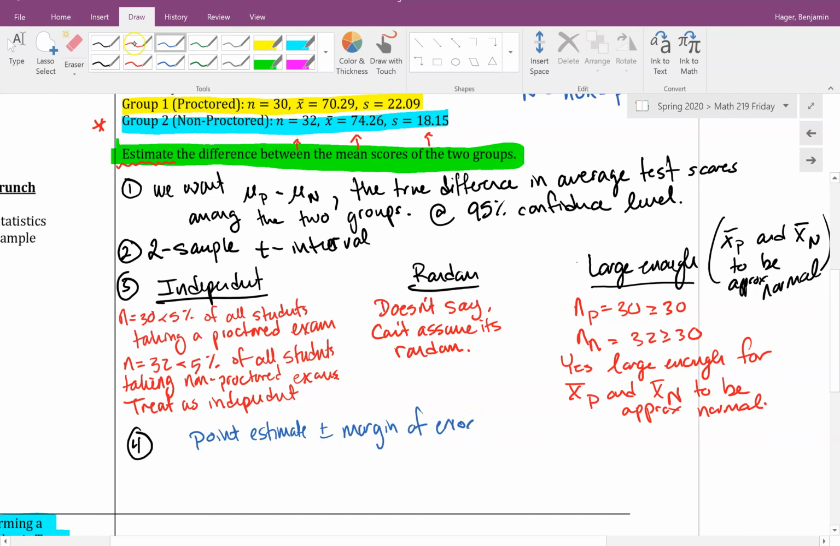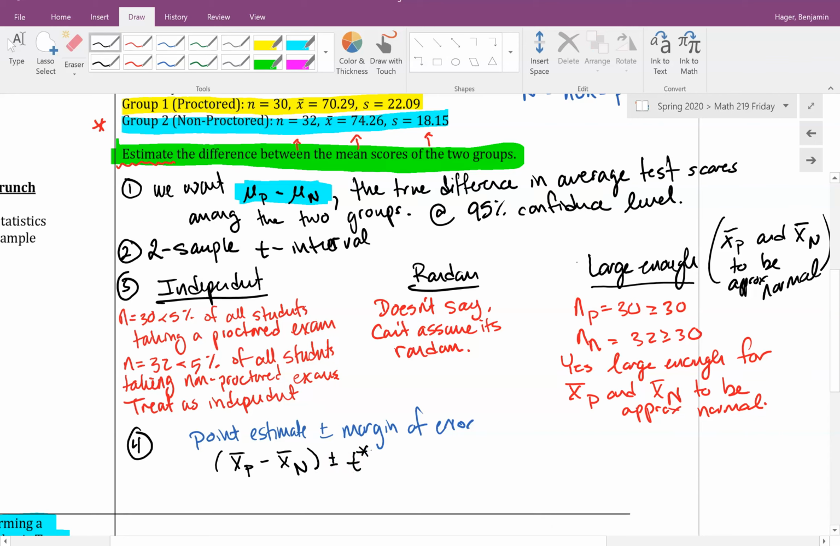It's just that this got a little uglier, that's all. My point estimate would be the difference between these two groups. And again, it doesn't really matter which order you put it. I went ahead and wrote it as the proctored group first minus the non-proctored group. It all comes down to how you interpret it on step 5. So my estimate would be the sample mean of the proctored group minus the average test score from the non-proctored group, that difference between those two exam scores, plus or minus the margin of error, which would be a t-score.